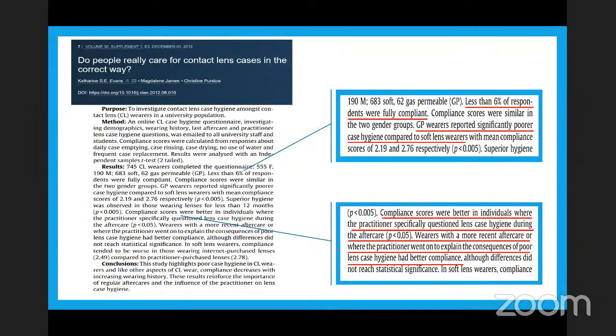At the same time, compliance scores were better in individuals where the practitioners specifically asked about lens case hygiene. This is why I've been focusing on the history: you need to ask the patient about lens care, lens case included. Compliance was also better with more frequent aftercare, or where the practitioners went on to explain the consequences of poor lens case hygiene. So we as practitioners have to take a step forward during the process of delivery. You have to explain to the patient the importance of aftercare, the importance of proper use of solution, and the importance of proper use of the lens case.